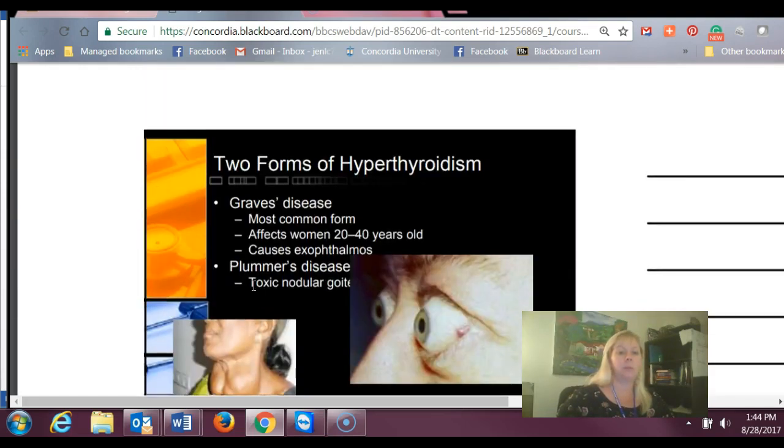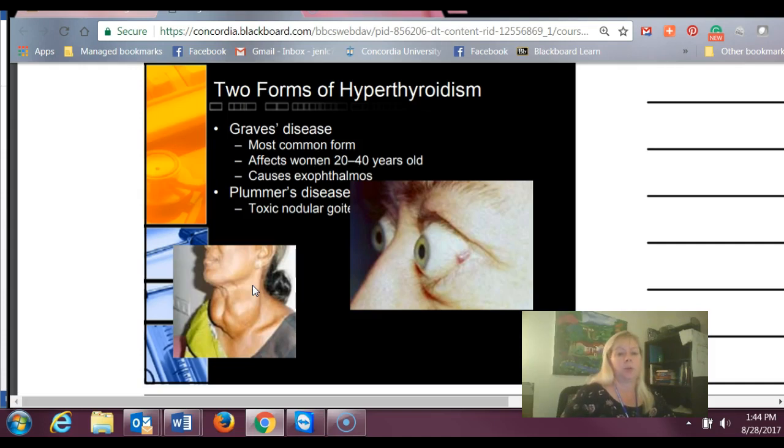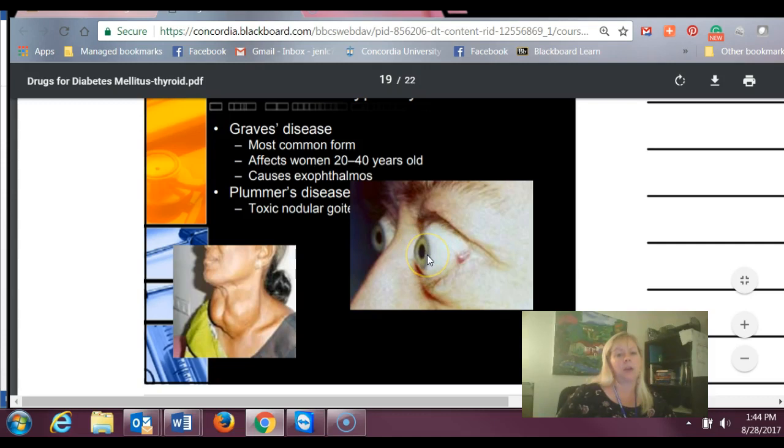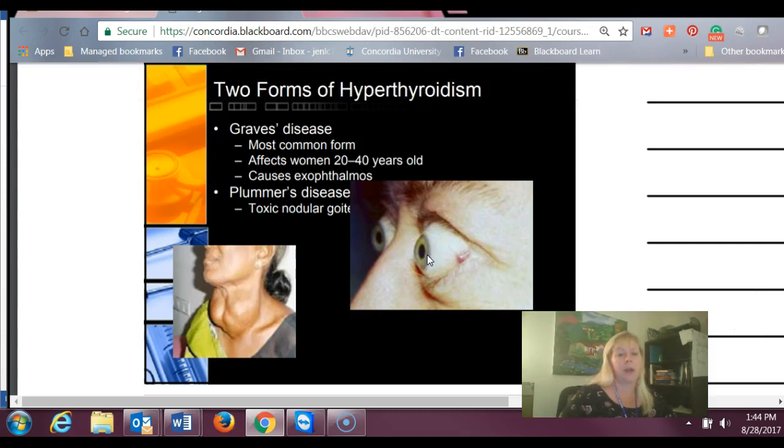All right, so hyperthyroidism: Graves' disease and Plummer's disease. We see Graves' disease more often. It's the most common one that we see. And if you can see these bulging eyes, that's called exophthalmos. Not everybody with Graves' disease gets that, but a lot do. And it's like a hallmark symptom. If someone has that, you're like, oh, I wonder if they have Graves. Usually it'll affect women between 20 and 40 years old.